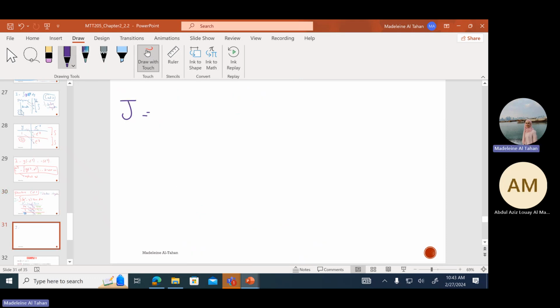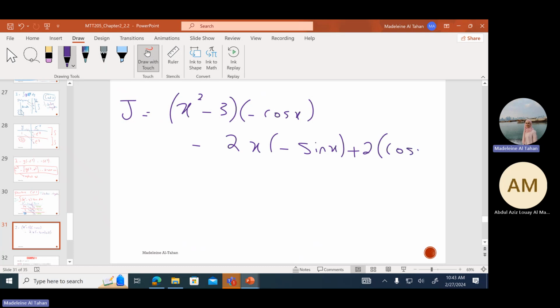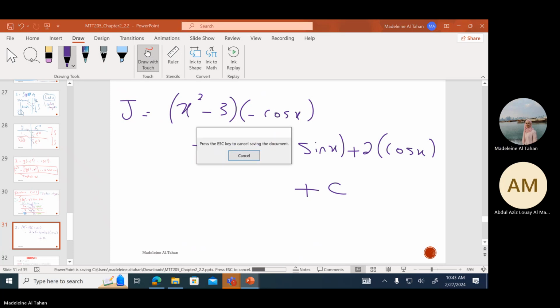J is x squared minus 3 multiplied by minus sine x, minus 2x multiplied by minus sine x, plus 2 multiplied by sine x, and always we have a constant of integration. Yes.